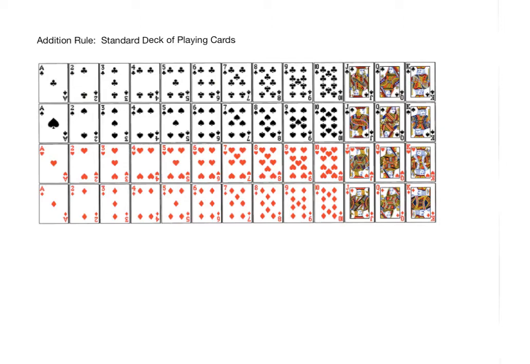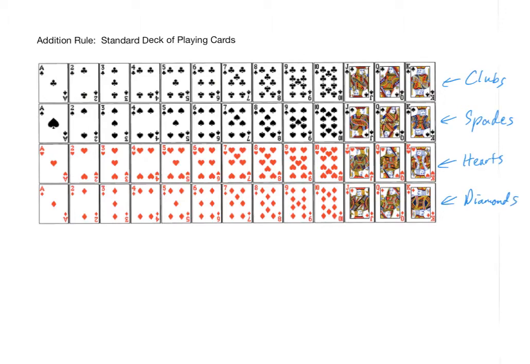Notice that there are 4 different families of cards. The ones across the top here, those are called the clubs. These ones are called the spades. The clubs and the spades are black cards. These ones are called the hearts, and these ones are called the diamonds. And the hearts and diamonds are red cards.